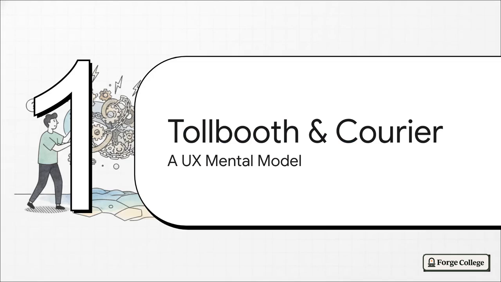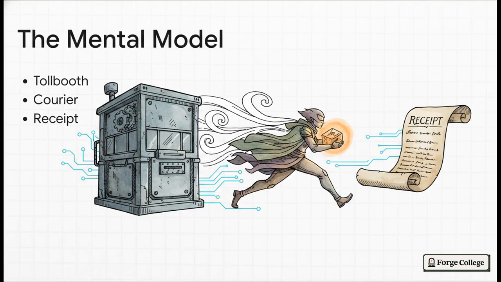Which brings us to section 3, toll booth, courier, and receipt. To solve this whole transparency issue, we're going to use a super intuitive mental model. We call it the toll booth, courier, and receipt model. Just think of an on-chain transaction like sending a package across a toll bridge. First up, the toll booth. This represents who ultimately pays for network passage. Is the driver paying, or is some sponsor graciously covering the toll?